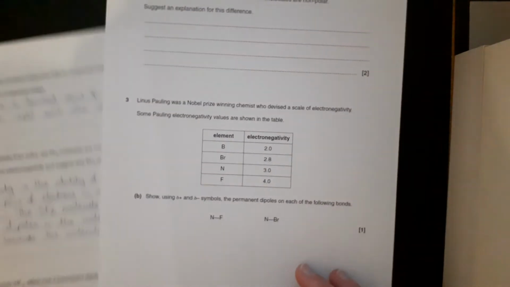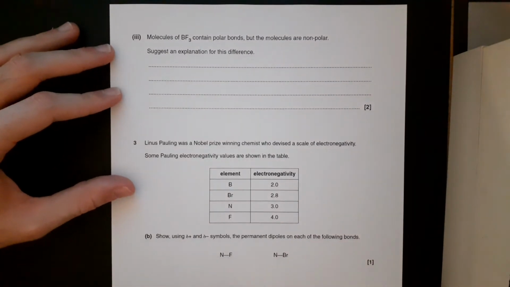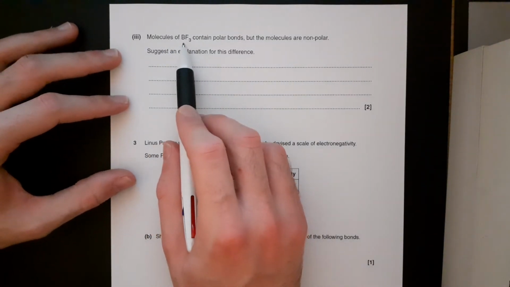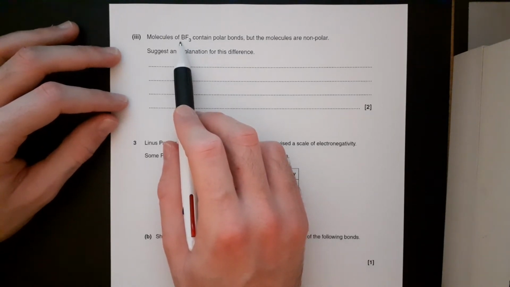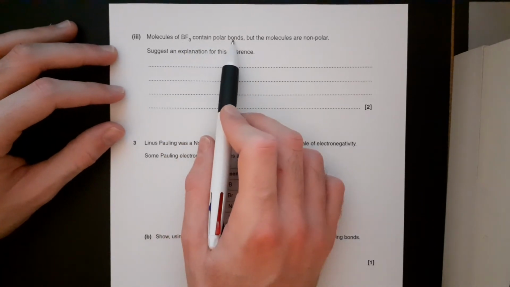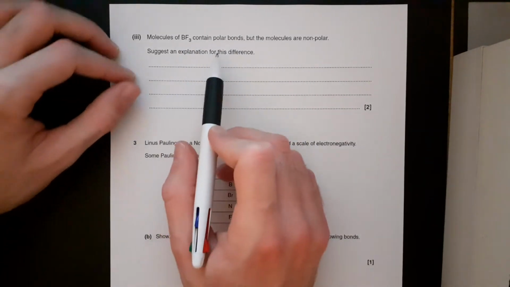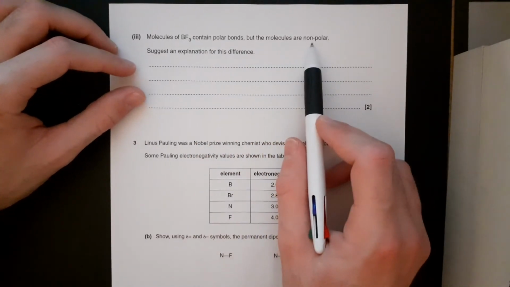Right, just a couple more questions I want to have a look at, and you'll see how repetitive these questions are. We've now got BF3, so here's yet another different atom with fluorine. We've had sulfur bonding to fluorine, we've had nitrogen bonding to fluorine, now we've got boron bonding to fluorine. It's got polar bonds in it. As we said, if you put fluorine with anything, it will have a polar bond because fluorine is the most electronegative element. But the molecule is non-polar.